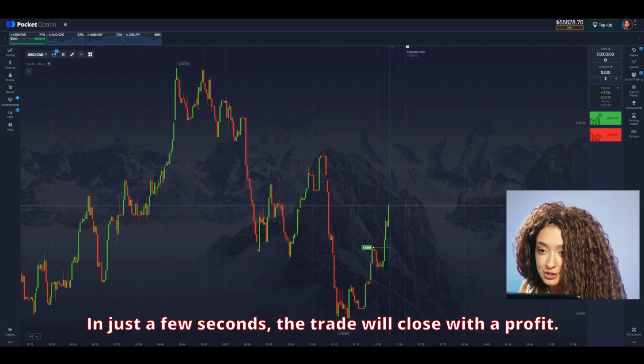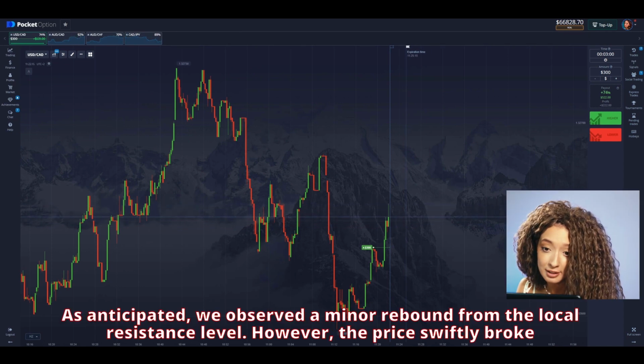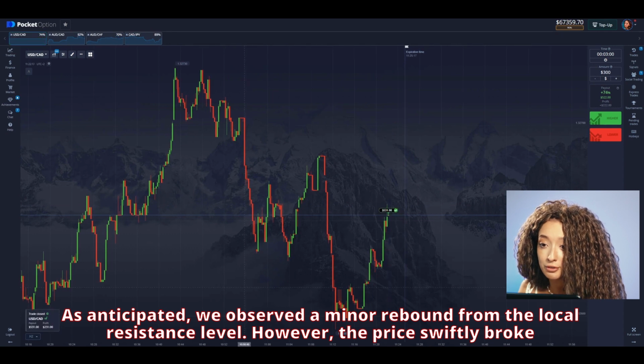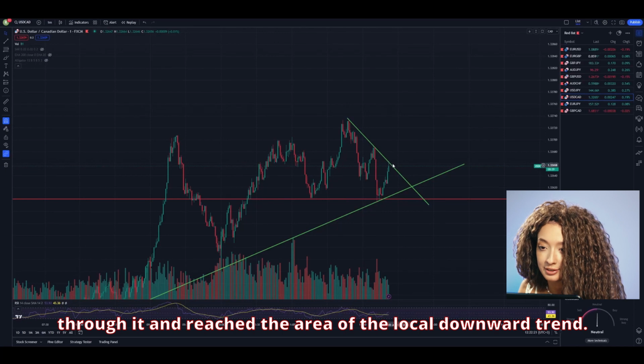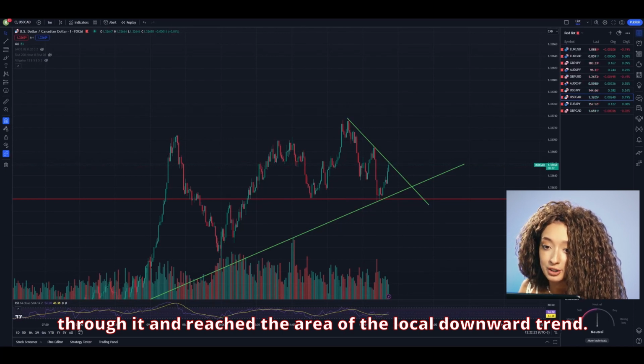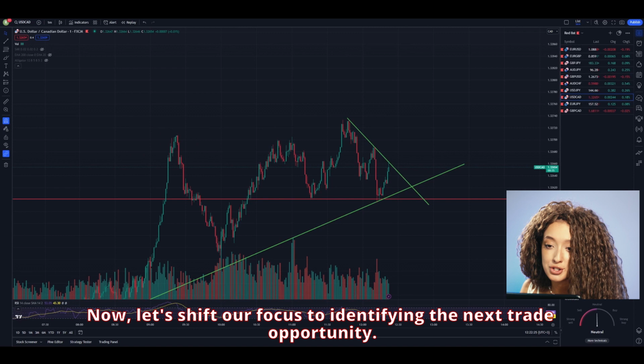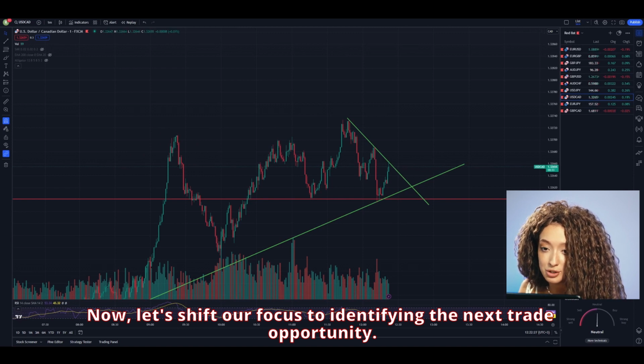In just a few seconds, the trade will close with a profit. As anticipated, we observed the minor rebound from the local resistance level. However, the price swiftly broke through it and reached the area of the local downtrend. Now let's shift our focus to define the next trade opportunity.